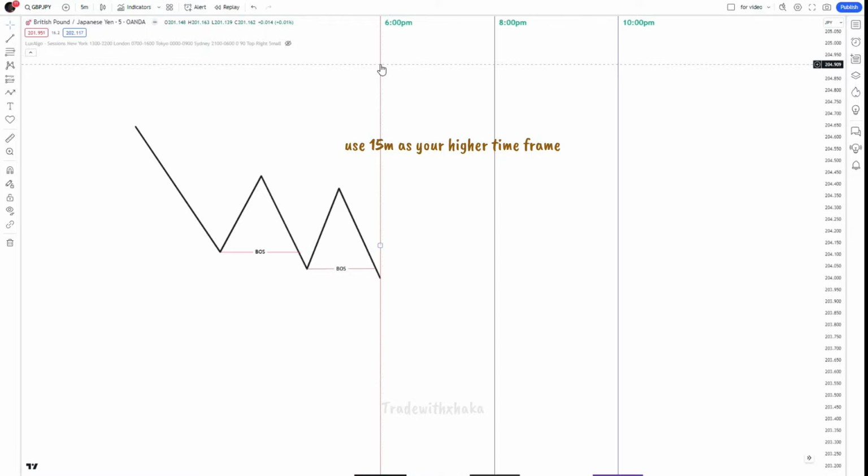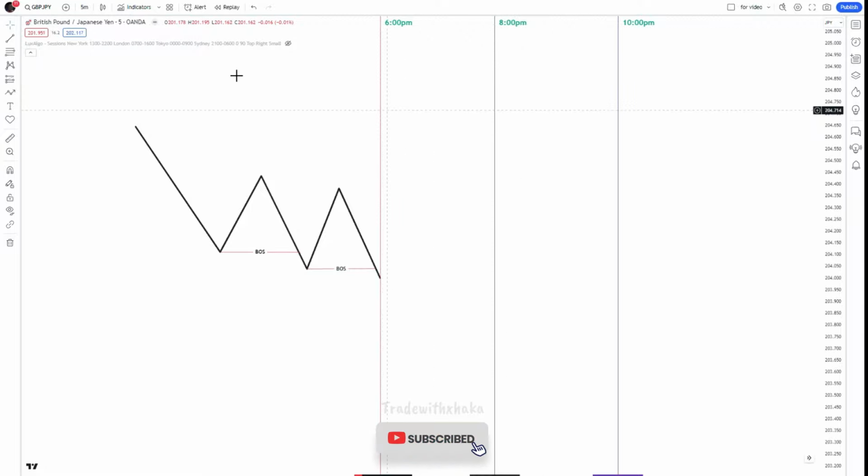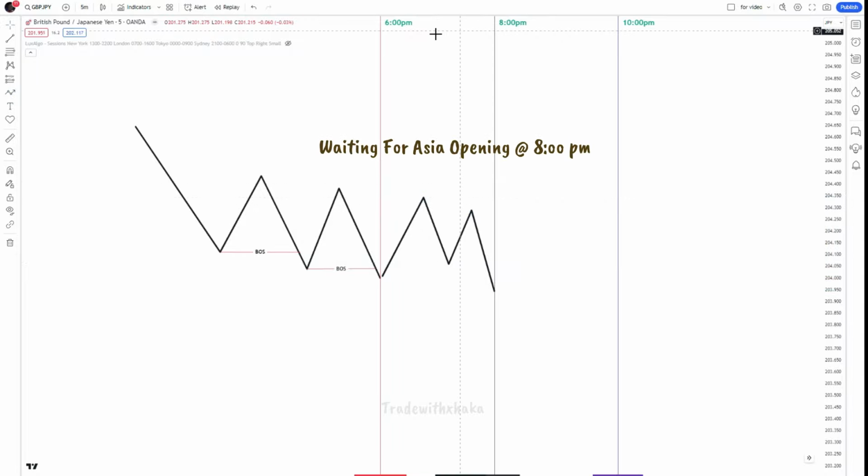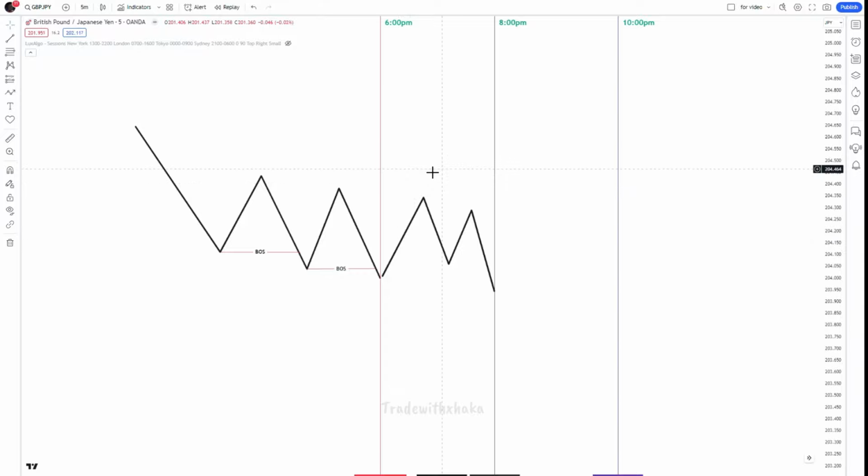So let's assume we're now at 6 o'clock p.m., that is the end of New York. From 6 o'clock p.m. to 8 o'clock p.m., if you look above, you will see the line labeled. From 6 o'clock p.m. to 8 o'clock p.m., we are looking for recent highs and lows in the 15 minutes time frame. This is a dead time zone in forex. Nothing is happening. Preparing for the Asian opening at 8 o'clock p.m., we'll be looking for recent highs and lows in 15 minutes.